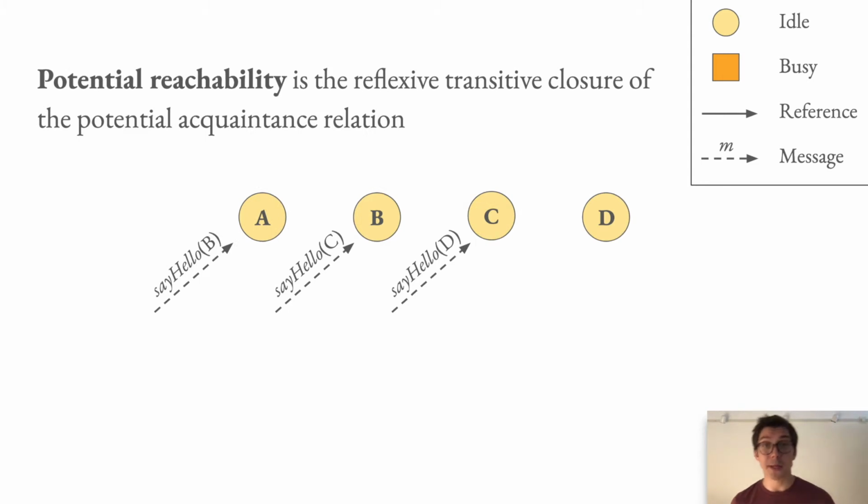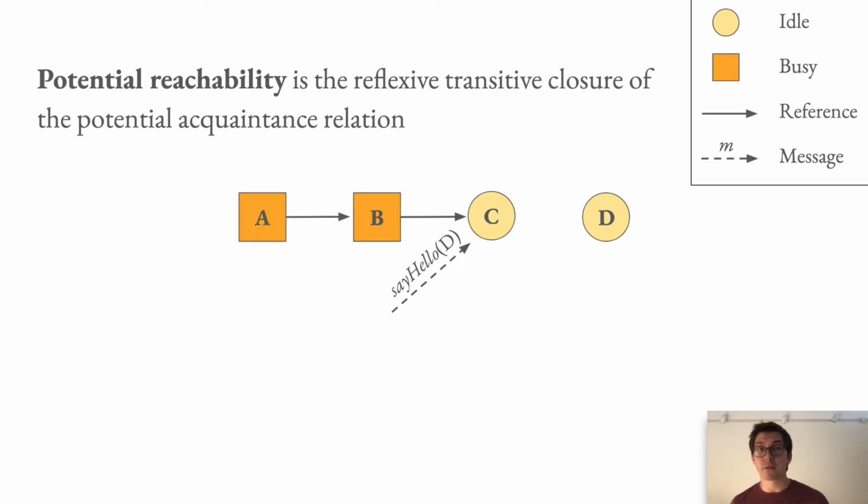And now we define potential reachability as the reflexive transitive closure of the potential acquaintance relation. Basically, when A can potentially reach D, it means that there's a path from A to D at some point in the future, once all these messages have been delivered.